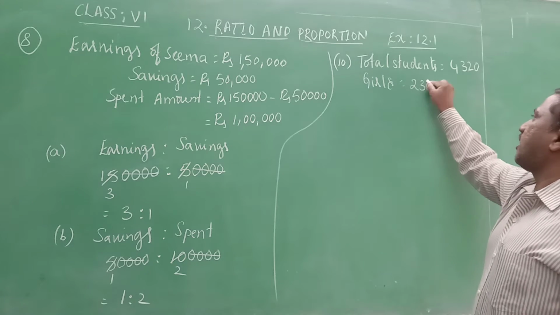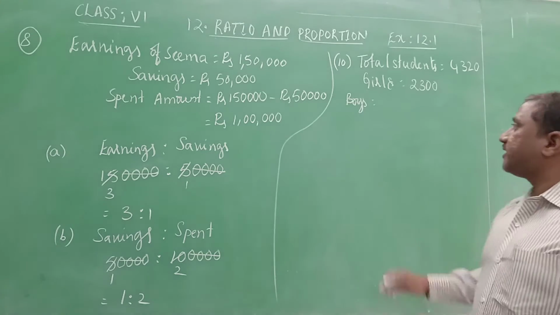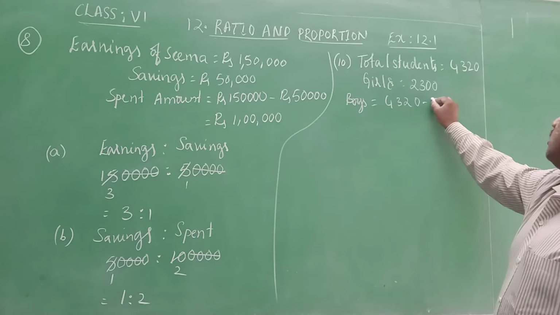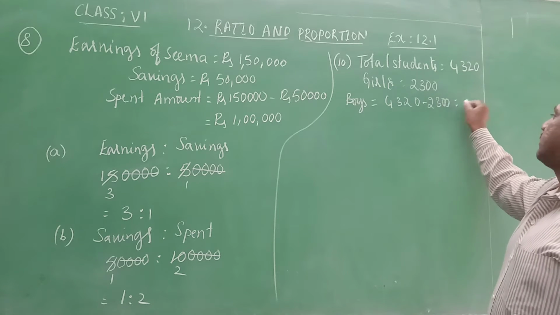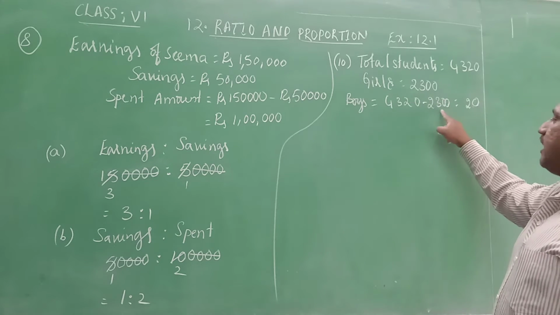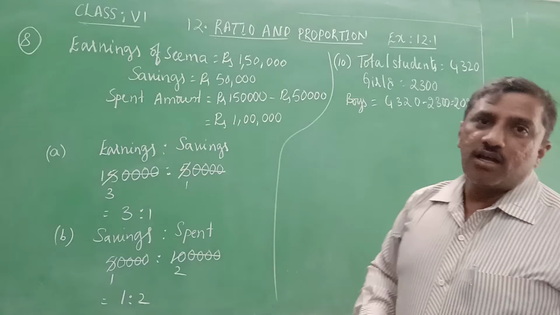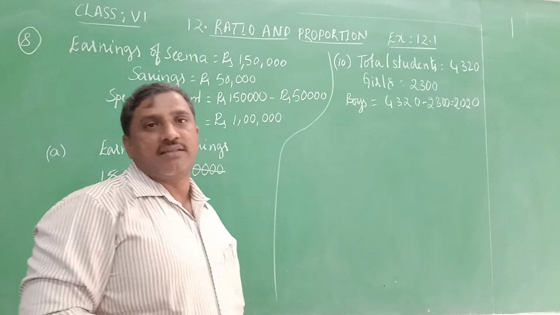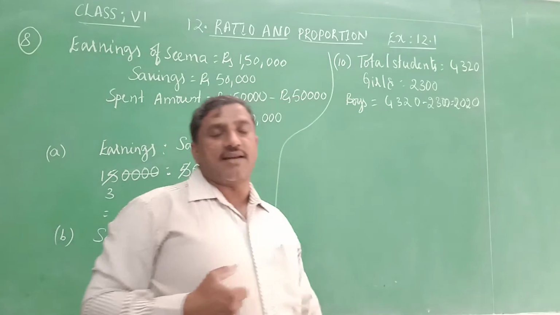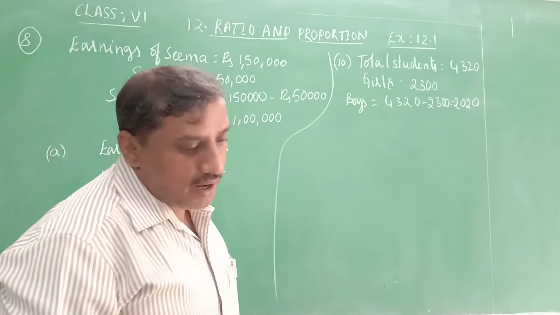Girls are 2,300. Now how many boys are there? The total strength 4,320 minus 2,300. So when you subtract, 0 minus 0 is 0, 2 minus 0 is 2, 3 minus 3 is 0, and 4 minus 2 is 2. How many boys are there? 2,020 boys are there. 2,300 girls are there. So here girls are dominant. The number of girls is more than the number of boys.